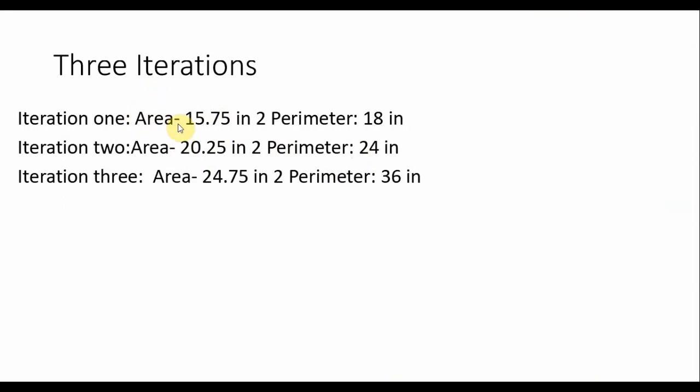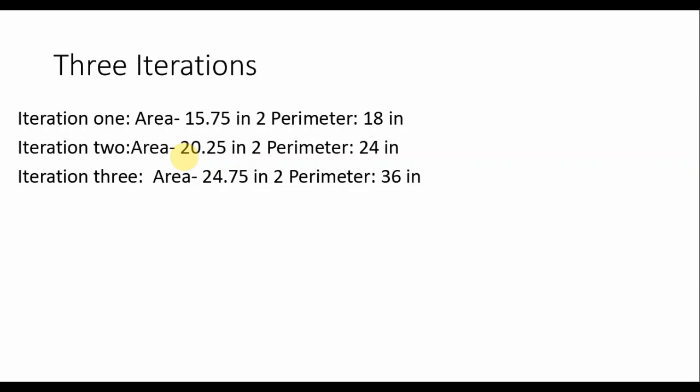The area of iteration 1 is 15.75 square inches. And the perimeter is 18 inches. That is the basic triangle. The area of the second iteration, which is when you add the pieces on the sides, the area of the third is 24.75 inches squared, and it has a perimeter of 36 inches.